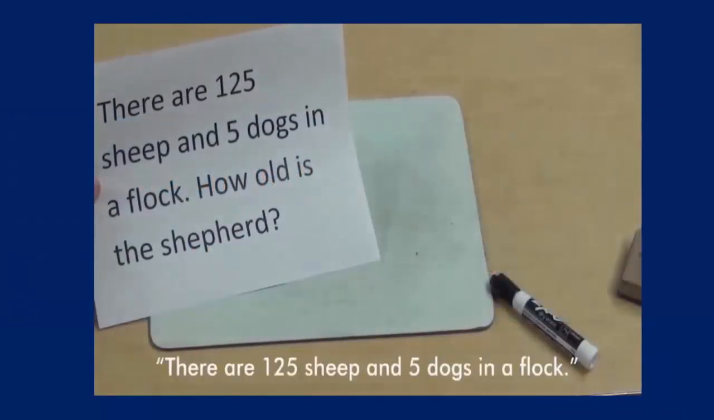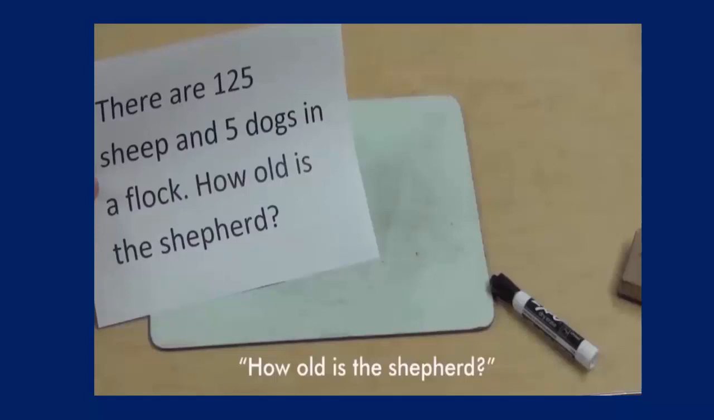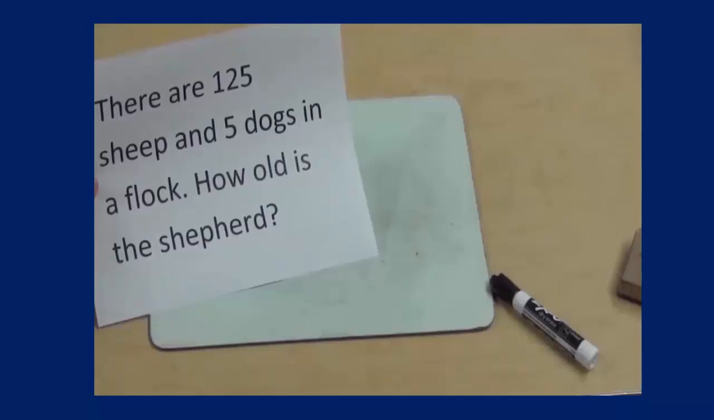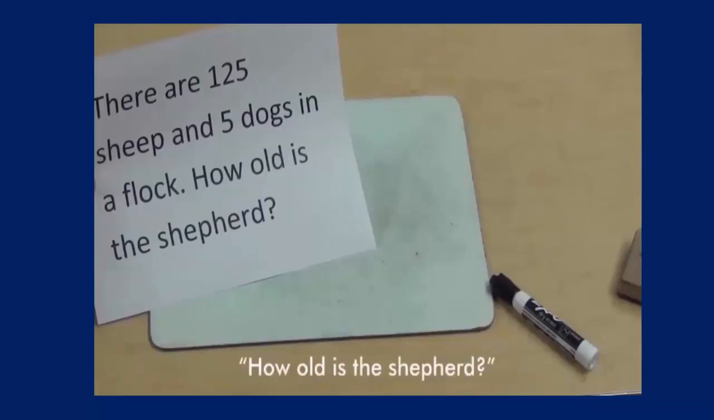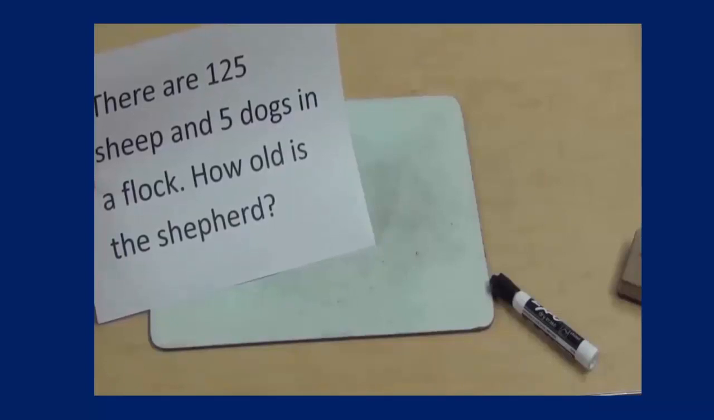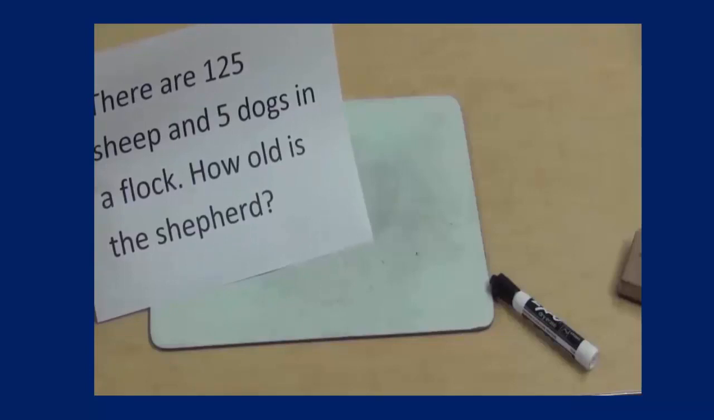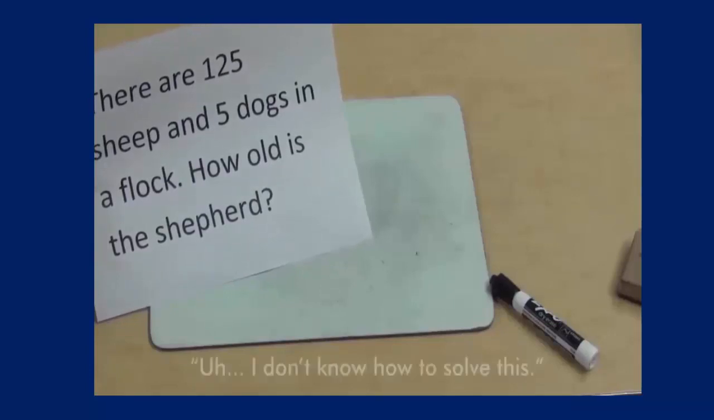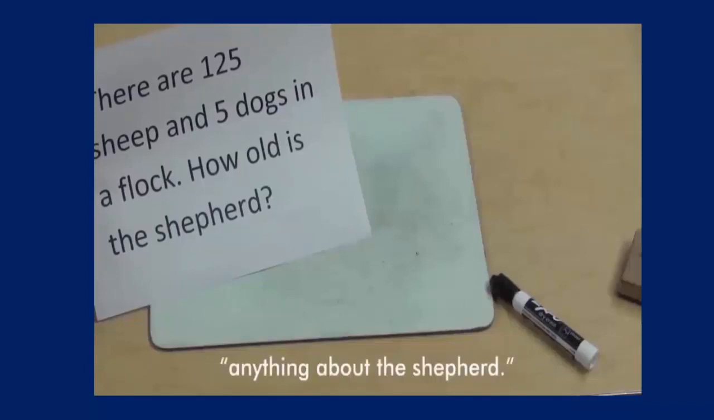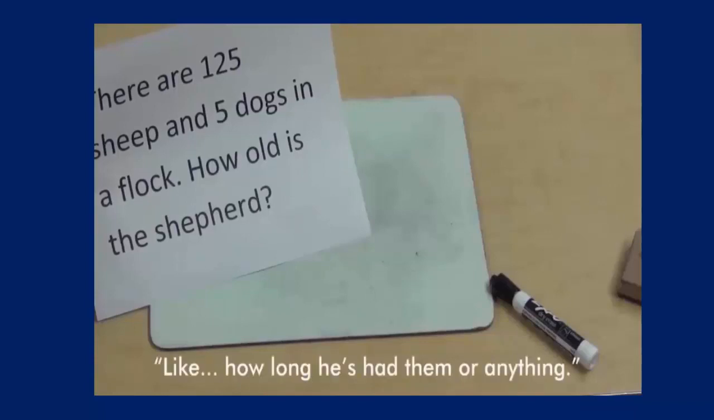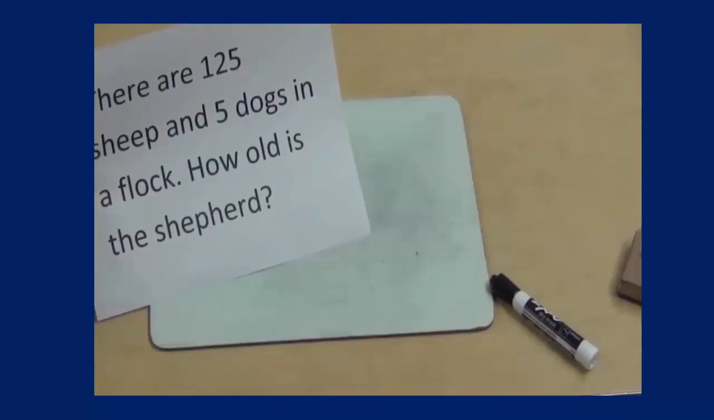There are 125 sheep and 5 dogs in a flock. How old is the shepherd? What? There are 125 sheep and 5 dogs in the flock. How old is a shepherd? I don't know how to solve this. Why is that? Because it doesn't talk about anything about the shepherd. Like, it doesn't say how old, like how long he's had them or anything. So it doesn't give me any hints about anything.